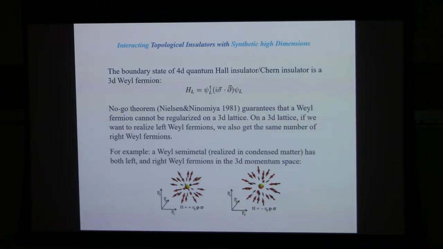For example, there are some very famous materials in condensed matter systems called Weyl semimetals. In Weyl semimetals, people always realize a pair of Weyl fermions with opposite chiralities. If we realize one left Weyl fermion, then we have to realize another right Weyl fermion. They are just separated in momentum space, but the total chirality must be zero. But actually, a single Weyl fermion can be realized as the boundary of a four-dimensional system.